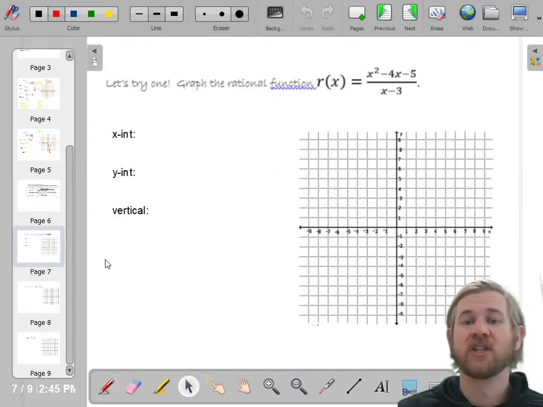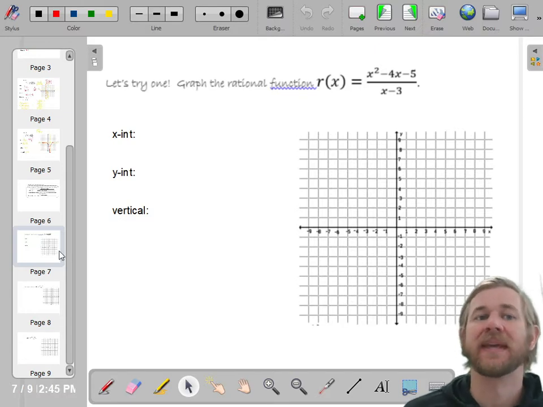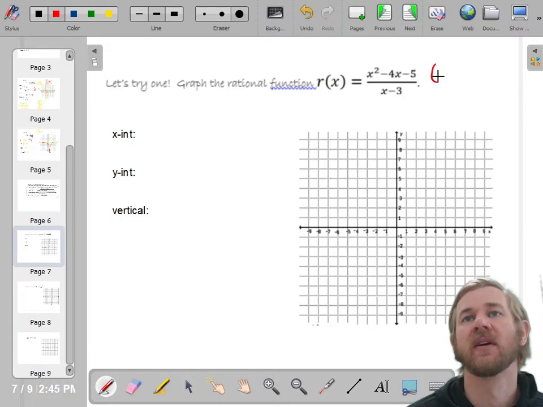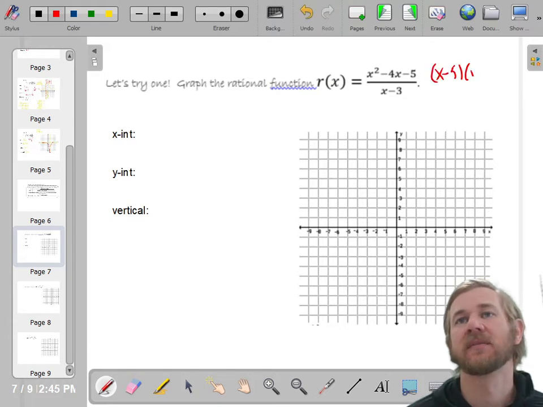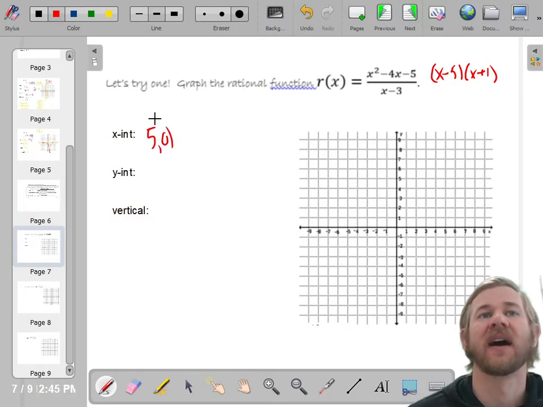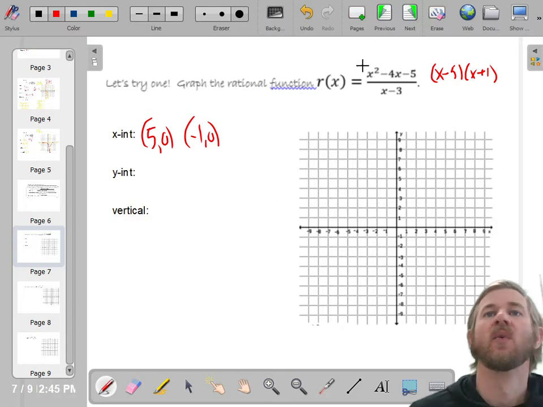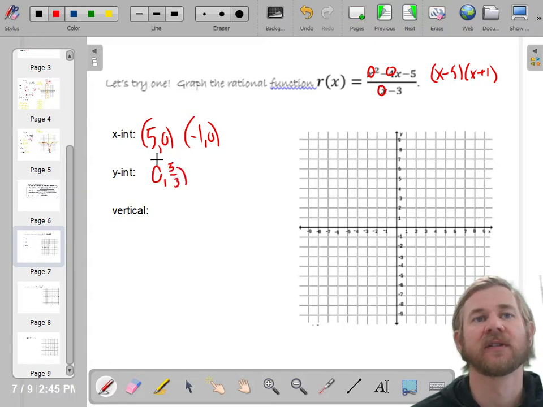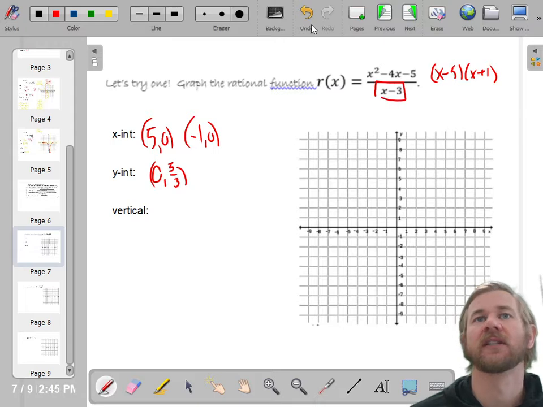So first thing, let's do what we've been doing and analyze what we can. We can still find the x-intercept. We're going to set the numerator equal to 0. When you factor that, you get x minus 5, x plus 1. So that means there's x-intercepts at 5 and negative 1. Those are the zeros of the numerator. The y-intercept, if you plug in 0 for x, you get negative 5 over negative 3. So that's positive 5/3. And the vertical asymptote will still be when the denominator is 0. So x minus 3 equals 0 at 3.